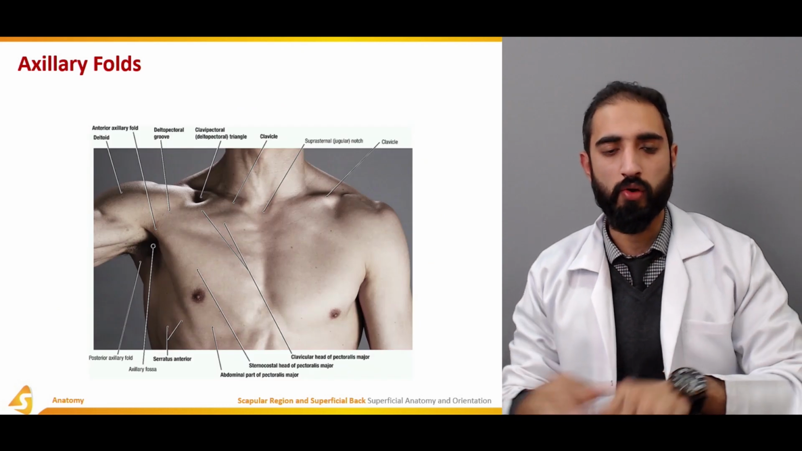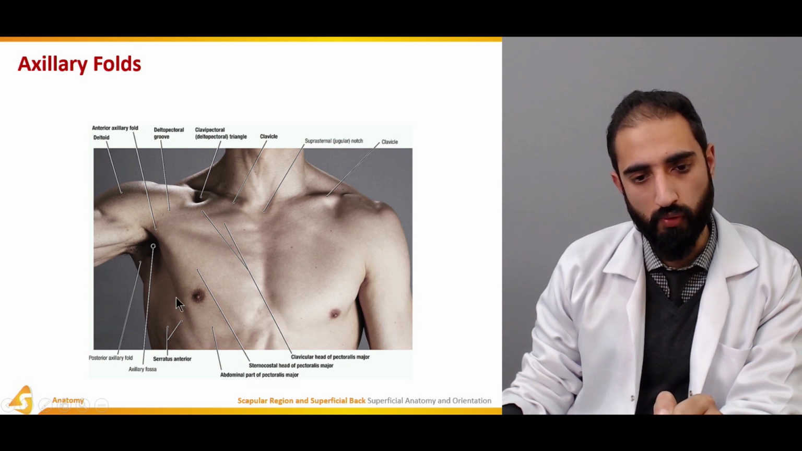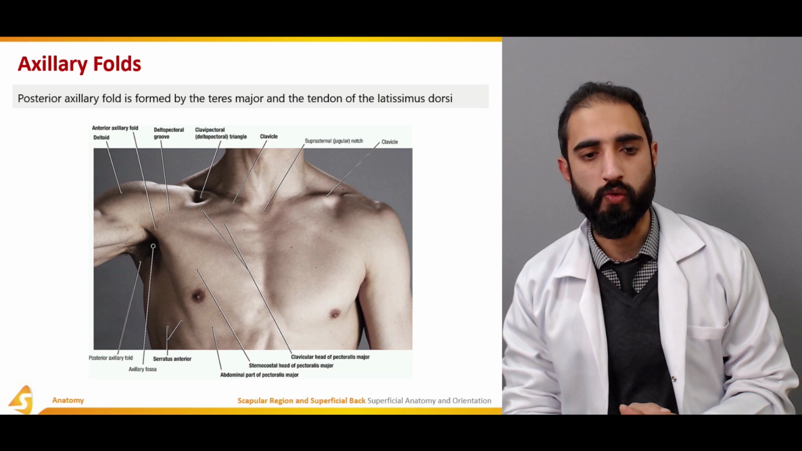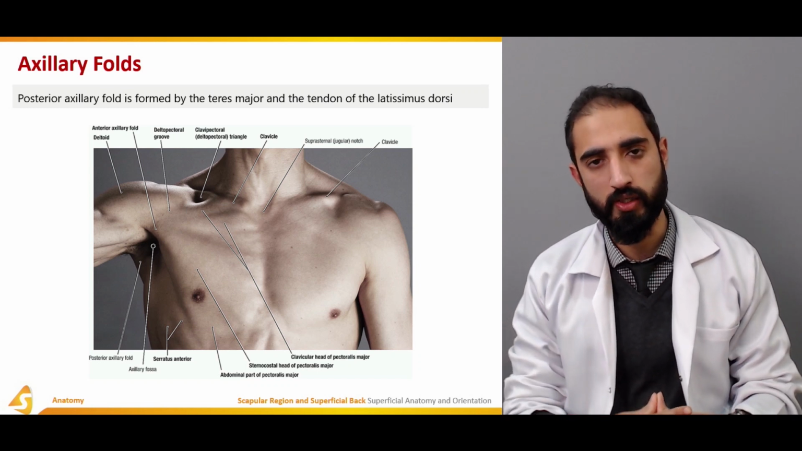Now, axillary fold, as we already mentioned in the previous picture, so this is the posterior axillary fold and this is the anterior axillary fold. This one is the axillary fossa, and anterior axillary fold, posterior axillary fold. The anterior axillary fold is actually formed by the pectoralis major, whereas the posterior axillary fold is formed by the teres major and the tendon of the latissimus dorsi.